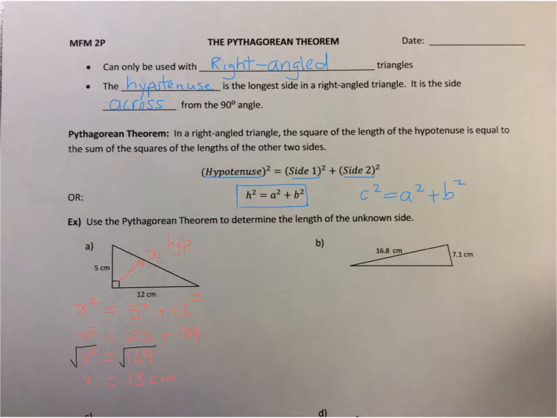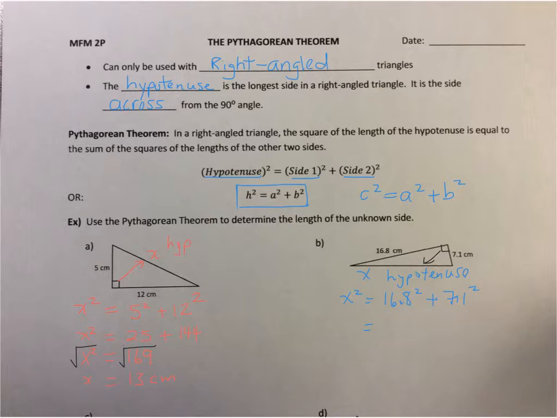Okay, in this triangle, I meant to mark that as our 90-degree angle. Now, given that, this side across from it should be our hypotenuse, and that's our unknown side that we need to solve for. So this will be my x, and so my x squared is going to equal the squares of the other two sides added together. So 16.8 squared plus 7.1 squared.